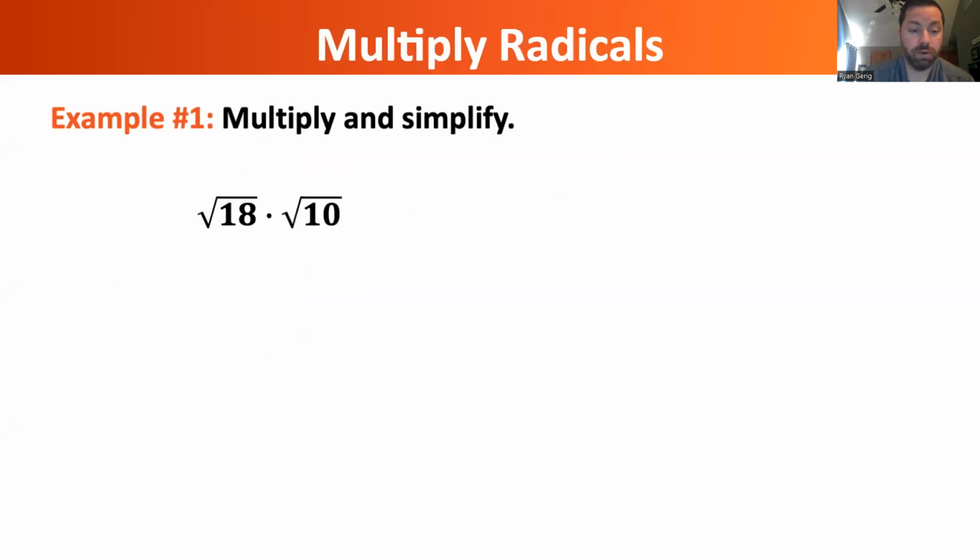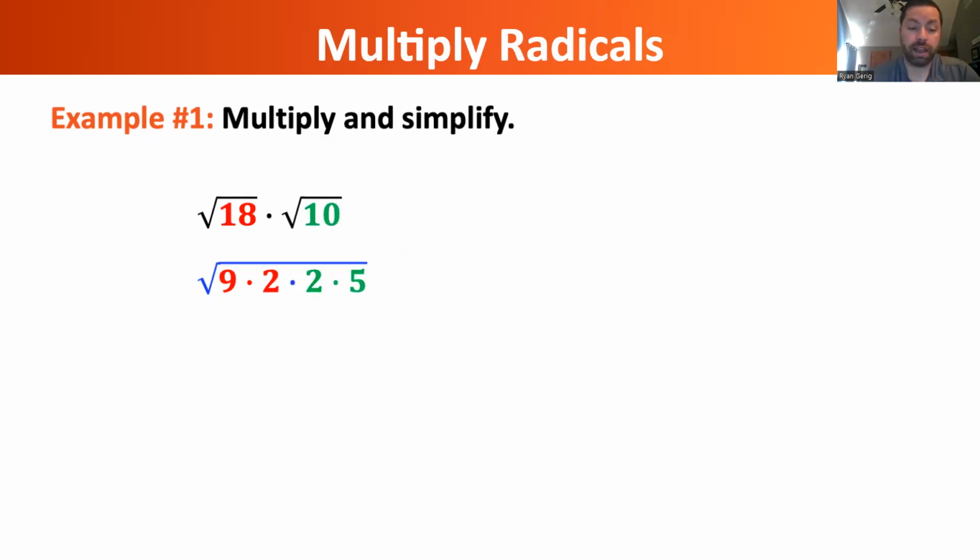Okay, so what I could do here is I could multiply 18 times 10 and say the square root of 180. I can do that. I'm not going to, though. What I'm going to do is break down 18 and 10 under one radical. So I'm going to put a big radical there. 18 is 9 times 2. 10 is 5 times 2.